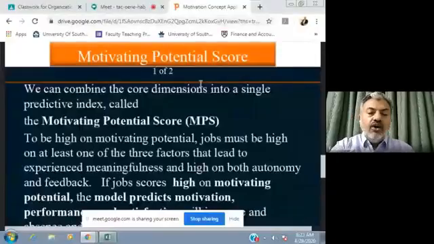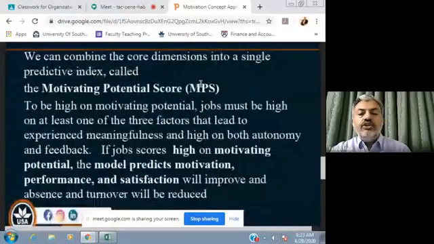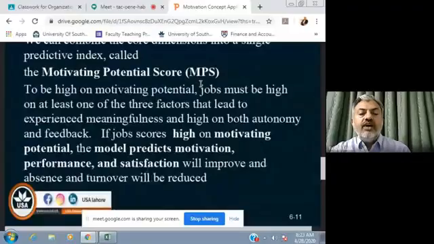To be high on motivating potential, jobs must be high on at least one of the three factors that lead to experienced meaningfulness, and high on both autonomy and feedback. So you should give as much autonomy as possible to your workers. You should give good feedback to your workers, and for jobs to be high on motivating potential, they must be high on at least one of the three factors that lead to experienced meaningfulness. What are those three factors?